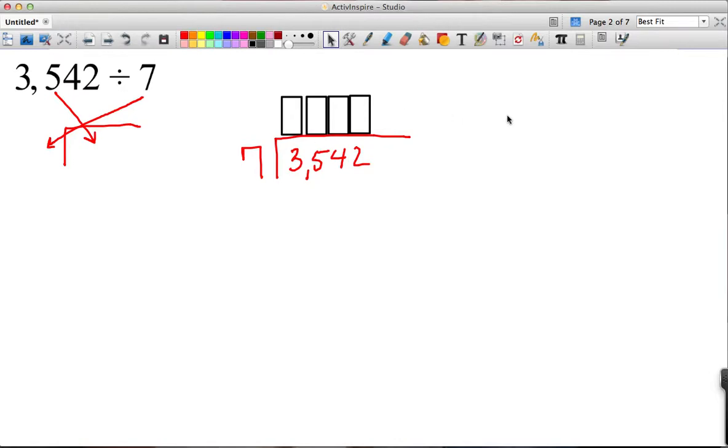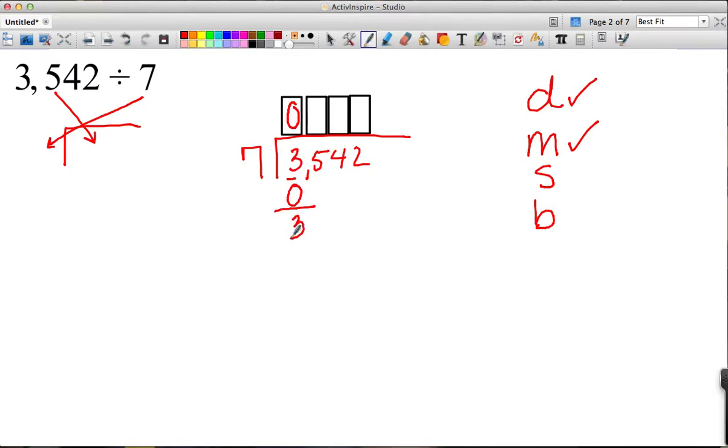All right. Now that I'm ready to go, I know that I have to do my steps. I divide, multiply, subtract, and then bring down. So the first thing I have to look at is the first number. I have to look and say, okay, how many times can 7 go into 3? Or how many groups of 7 can I make with 3 pieces? In this case, the answer is 0. So there's my division. Now I multiply. 0 times 7 is 0. Now I get to subtract. 3 minus 0 is 3.